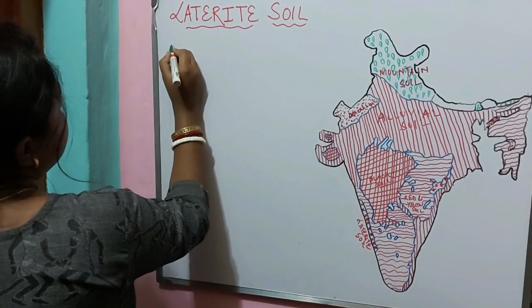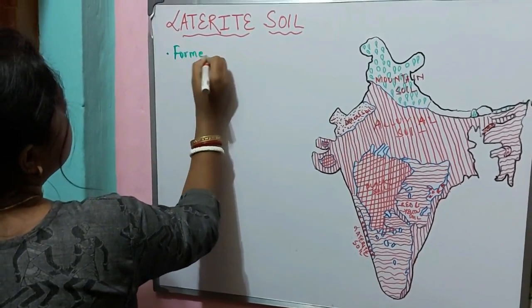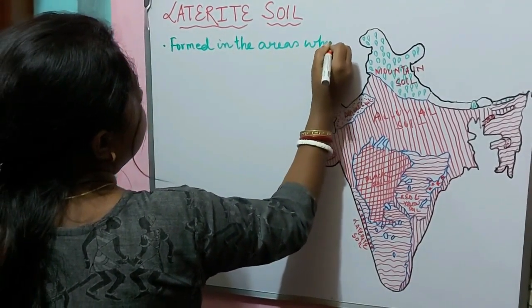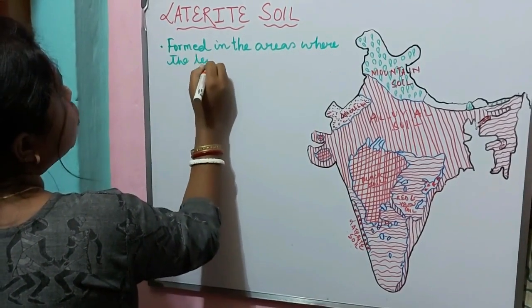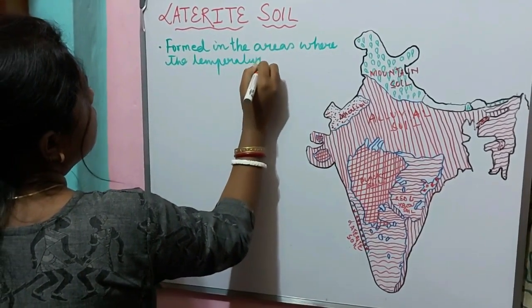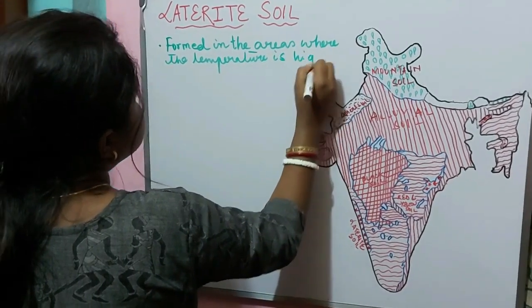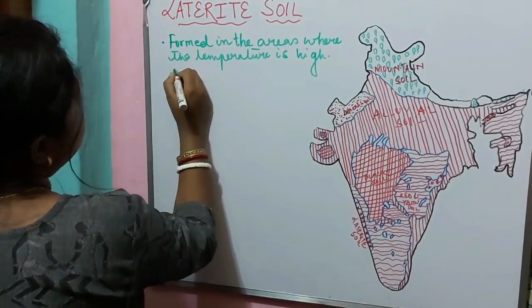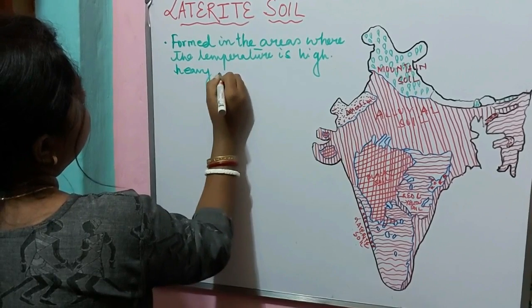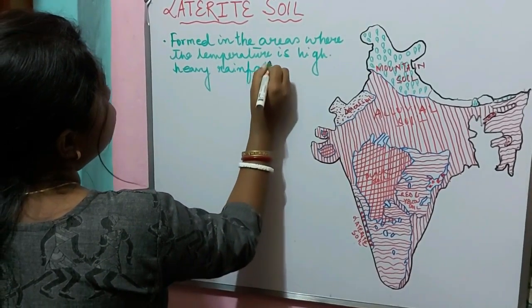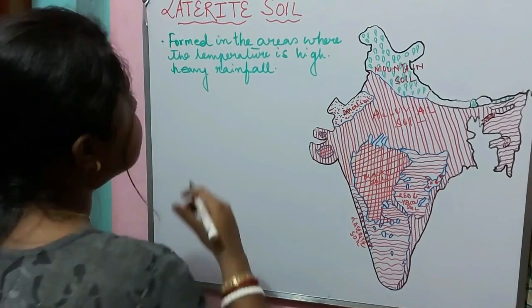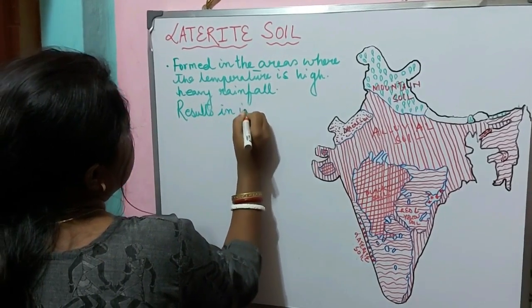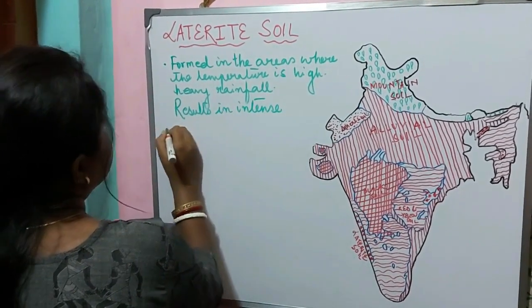Now laterite soil is formed in the areas where the temperature is high. So as the temperature is high, obviously the rate of evaporation will also be high. So it will lead to heavy rainfall. Now due to heavy rainfall, this results in intense leaching.